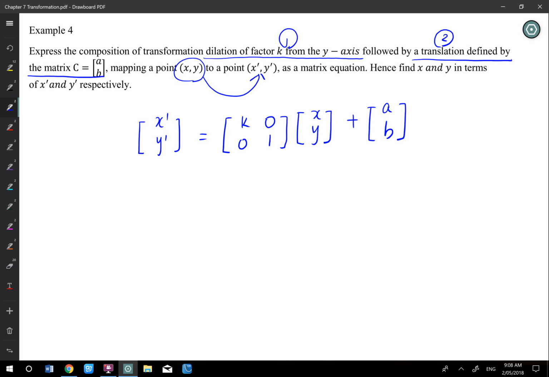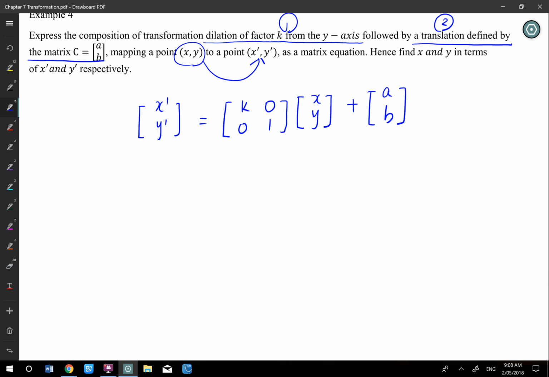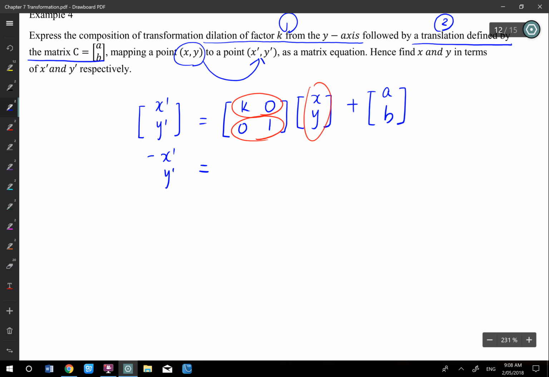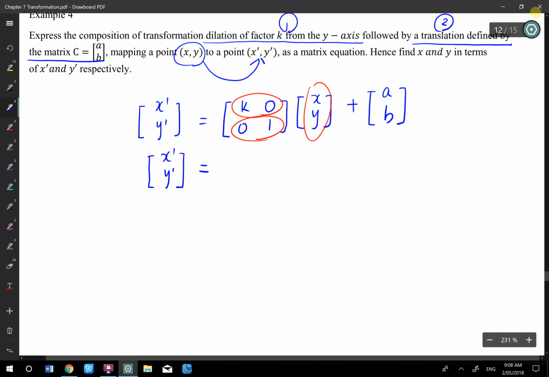Alright, for a matrix question, the first thing is to set up the matrix. The second thing is to multiply, calculate it, and equalize them. So we calculate the multiplication first and then the addition. This multiplication is very easy, because there are a lot of zeros in the transformation matrix, so a lot of things just become zero. It's easier than what we did yesterday. If you calculate this, I should have kx and y.